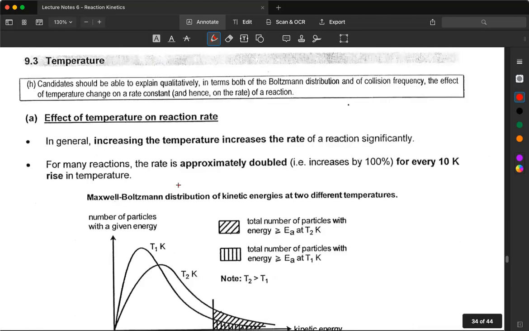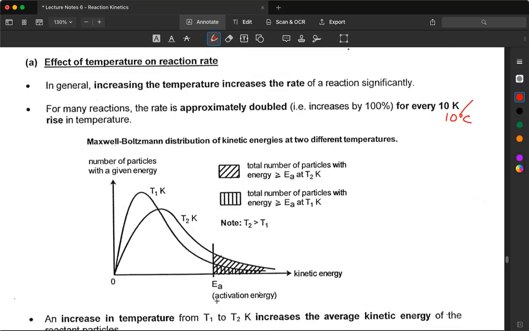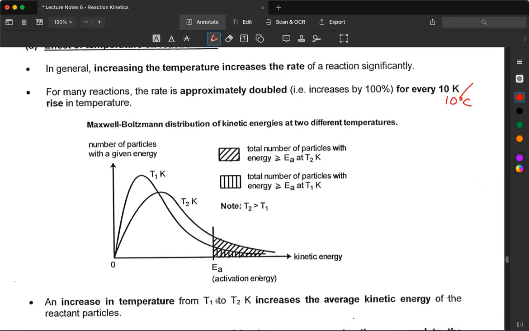As for temperature, we will just focus on how temperature affects the Maxwell-Boltzmann distribution of the kinetic energy. So the rate of reaction will roughly double for every 10 Kelvin rise or 10 degrees Celsius rise. So the change in temperature in degrees Celsius and Kelvin is the same if you talk about change. So it's either 10 Kelvin or 10 degrees Celsius, it's fine. So that will cause the reaction to double based on some studies.